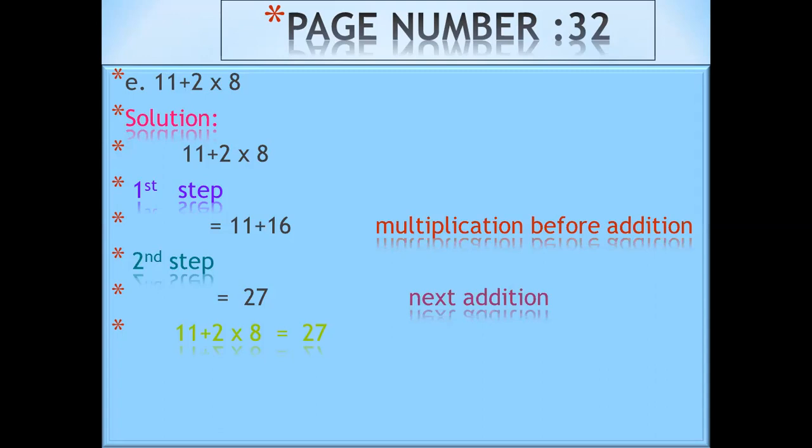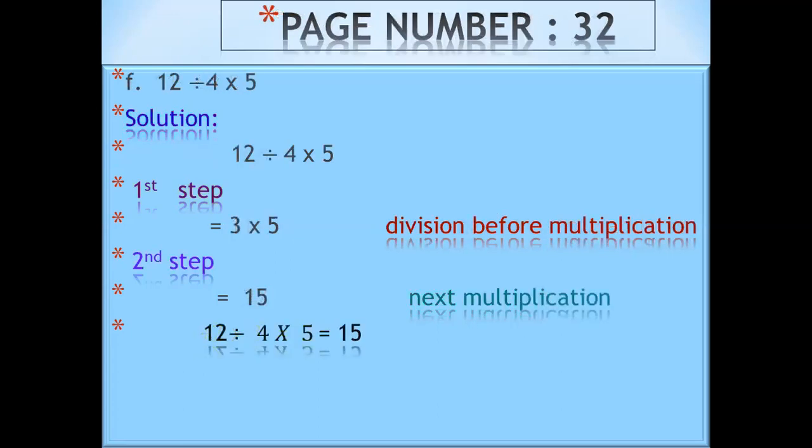11 plus 2 multiplied by 8. First, we do the operation of multiplication. After multiplying the numbers, we add them. 8 multiplied by 2, 16. And then we add 11 plus 16. The required answer is 27.